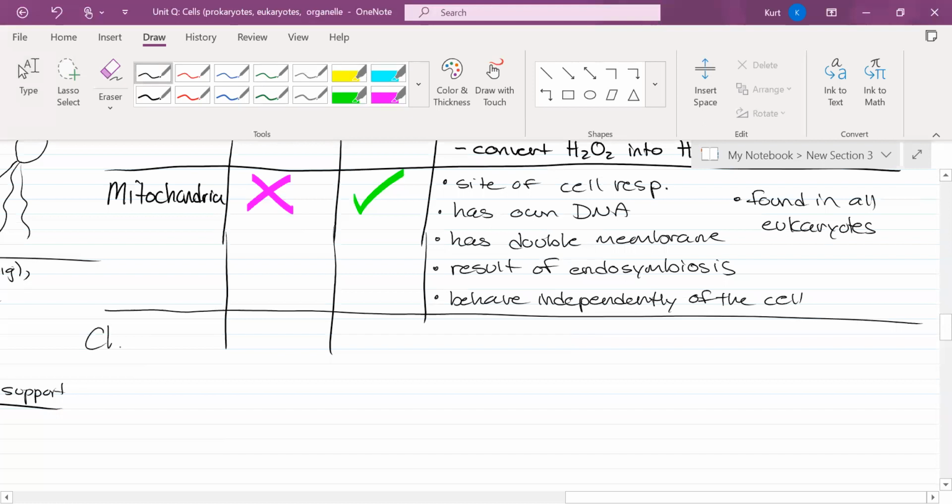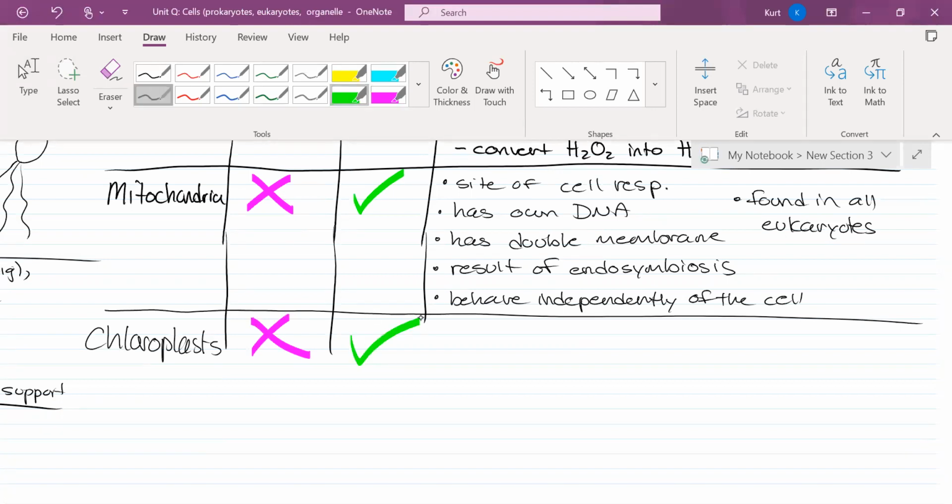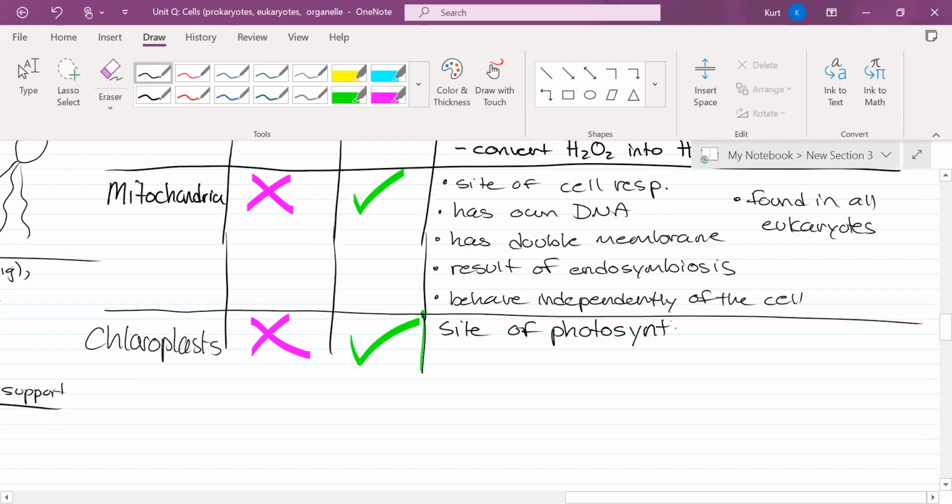Let's go to chloroplasts. Otis, prokaryotes? No. Emma, eukaryotes? Yes. Okay. This is the site of photosynthesis. There's going to be a lot of similarities here with the mitochondria. But because it does photosynthesis, what's the only cell it's found in? Only in plants. You're not going to find it in fungi, animals, or protists. Some protists.